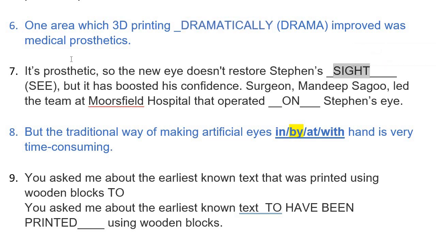Okay, sight, the noun for see. Someone is operated on, or the doctors operate on your eye. I was operated on my shoulder. So on is the preposition used for operations. Then by hand. By hand is that you do it using your hands, not using a machine. Okay, so by hand. In hand is the task in hand, what you are dealing with right now. And at hand, it's important to have a dictionary at hand in case you need it. So a mano, like readily or easily available.